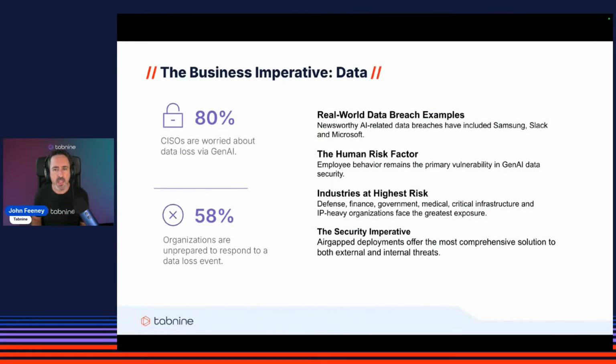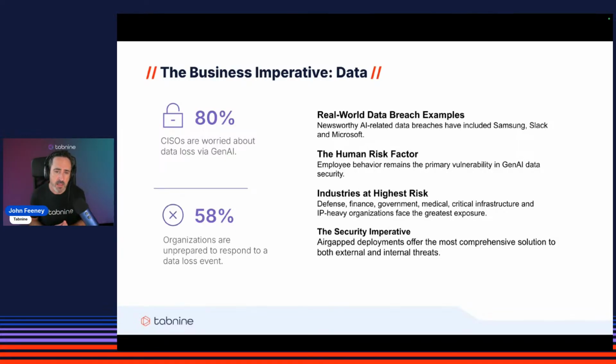So looking at these business drivers, the first one of these is data. So data sovereignty, data loss. There was an annual survey that came out last year from Proofpoint. And in this survey, they interviewed a bunch of CISOs, and they found that 80% of these CISOs are concerned with customer data loss or loss of IP through generative AI platforms. And they also interviewed a number of enterprises, and they found there that 58% of these enterprises feel like they're totally unprepared to respond in the event that data is lost.